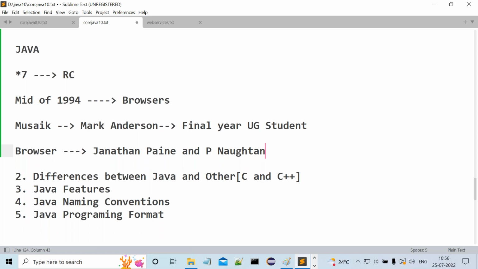Yes, sir. Got it or not? Okay, fine. They started preparing the new browser. They took nearly 1.5 years of time again.